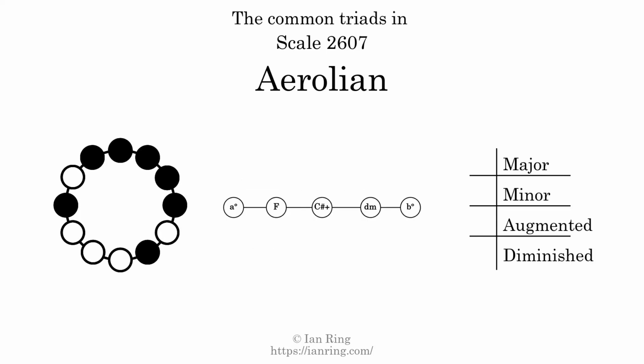Here are the common triads present in this scale. The diagram in the center is a graph of parsimonious voice leading between triads. There is one major triad. There is one minor triad. There is one augmented triad. There are 2 diminished triads. Here is a Hamiltonian path of parsimonious voice leading that uses all the triads.